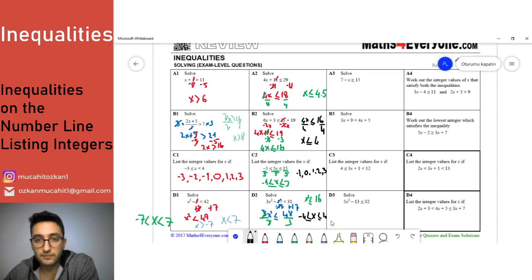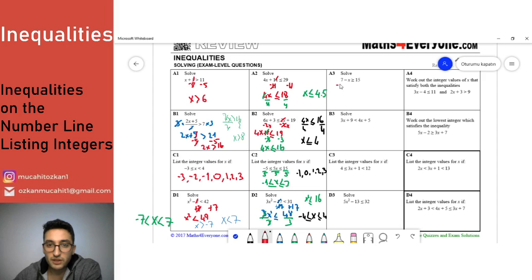Question A3. Now we're going to multiply or divide both sides by negative 1, which you need to be careful with. Here, let's get rid of this 7 by subtracting 7 from both sides of the inequality. And negative x is greater than or equal to 15 minus 7, which is 8. But I'm looking for x. So there are two ways of changing the sign. You can multiply both sides by negative 1, or you can divide both sides by negative 1.